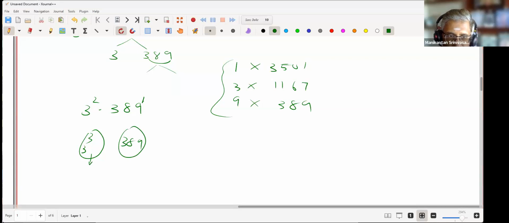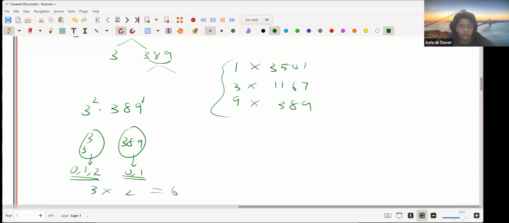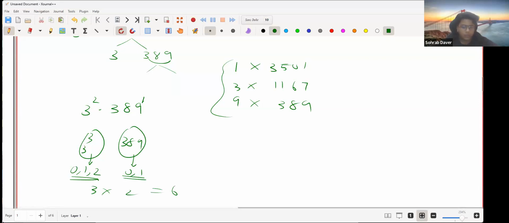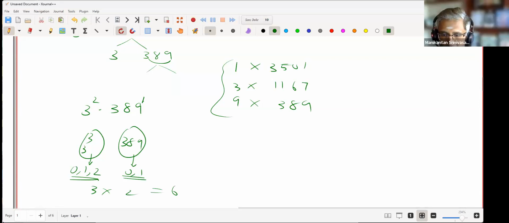Same process. You go to the 3 bag. You can either pick 0, 1, or 2 3s. You go to the 389 bag. You can either pick 0 or 1. Therefore, 3 into 2, 6 possibilities. Yes, of mixing and matching and connecting, making a factor. Okay. All right. Next question.